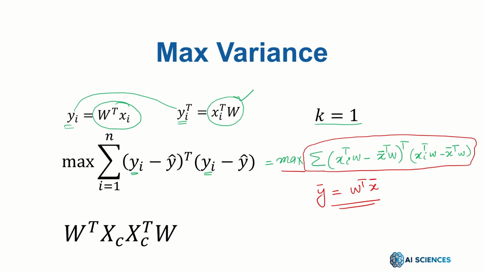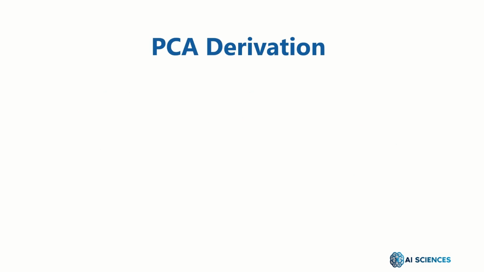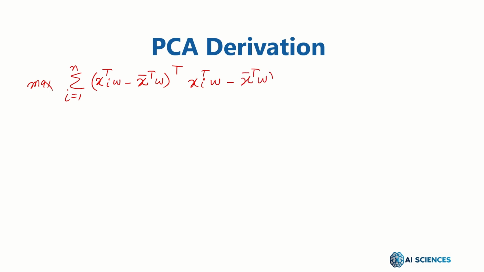Let me go to a slide with more space to derive this formula. So let me write this formula again. Let's say we have max, summation i varies from 1 to n, (xi transpose w minus x mean transpose w) times its transpose, that is (xi transpose w minus x mean transpose w). That is what we really want to maximize. We really want to find this w that maximizes this.